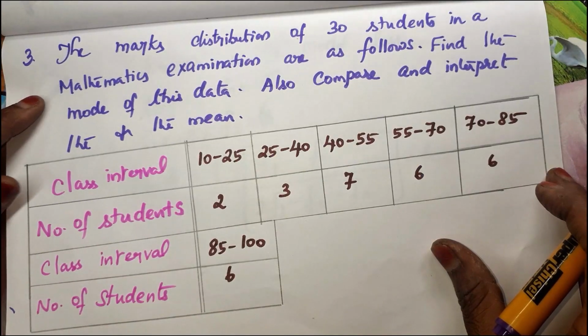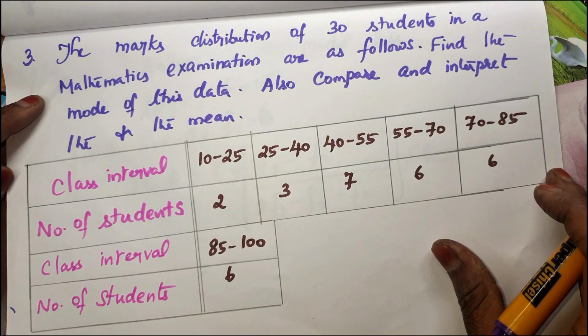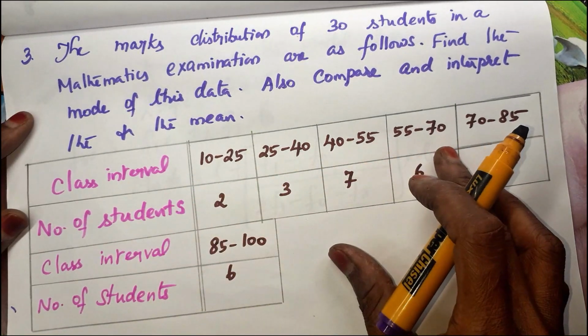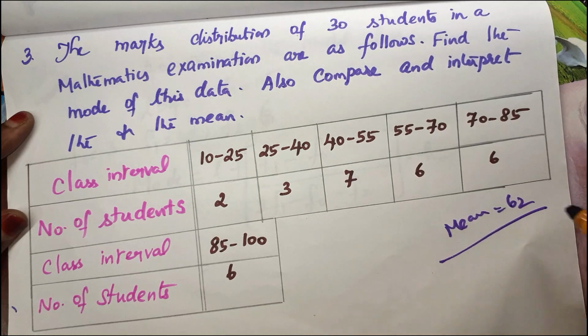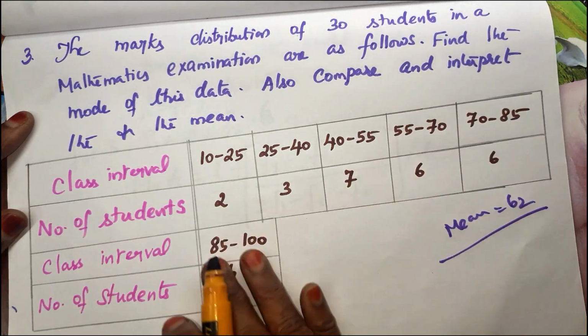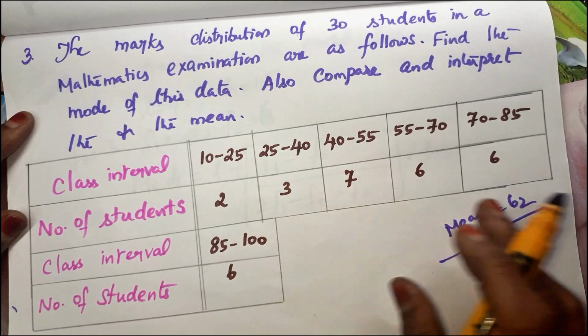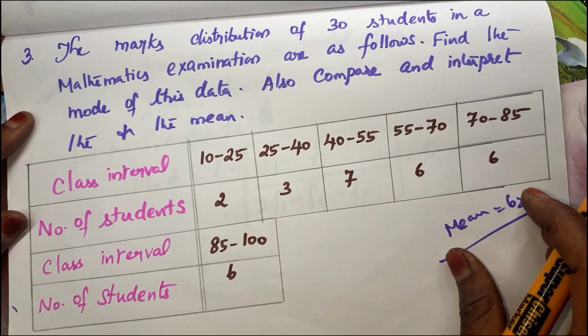The next problem is the marks distribution of 30 students in the mathematics examination, as follows. Find the mode of this data, and also we are going to compare this mode with the mean. Already we have done this problem and we got the mean value as 62. Mean means the average of the marks which every student is getting. Average, they are getting 62.